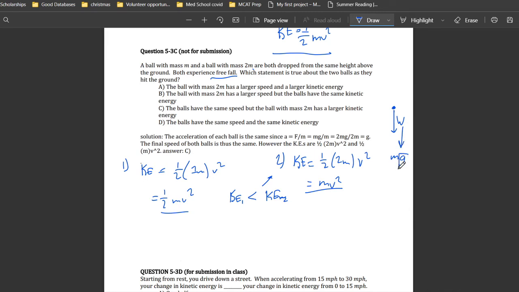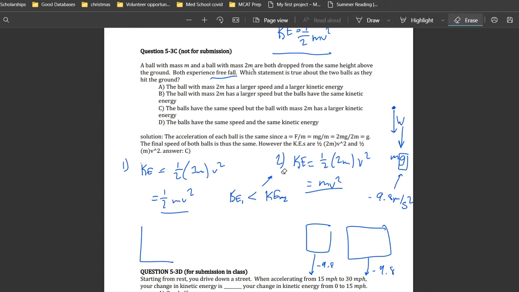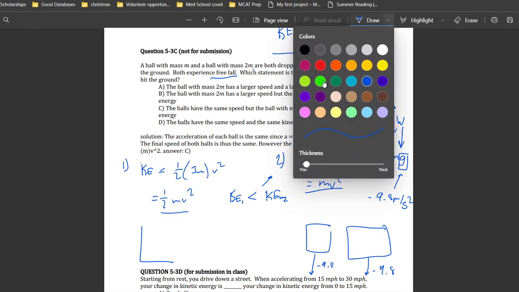And this gravitational acceleration portion is important because no matter the mass of the object, the acceleration on the object is the same, negative 9.8 meters per second squared. So objects with different masses will accelerate at the same rate, negative 9.8 meters per second squared. So their velocity versus time graphs should be identical. So I'm going to do this in a different color.